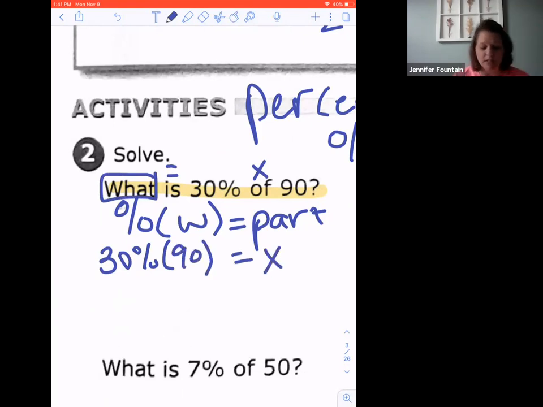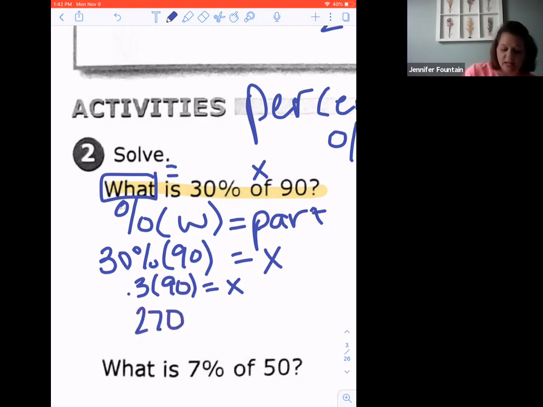I know I've got my percent and my whole number. So first step, I need to change 30% to a decimal. So that will be 0.3. I could have 0.30 if I wanted to. It's the same thing. So 0.3 times 90 equals X. So I know that 9 times 3 is 27. So 3 times 90 would be 270. I've got a decimal in there, so it will be 27 equals X, or X equals 27. So 27 is 30% of 90.